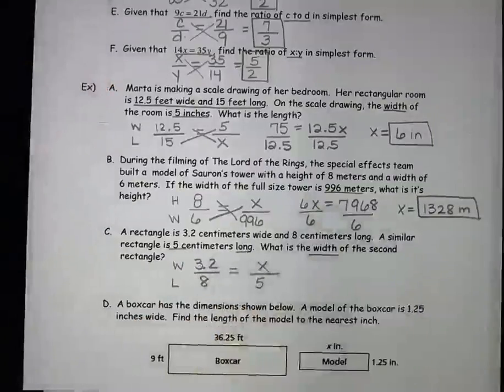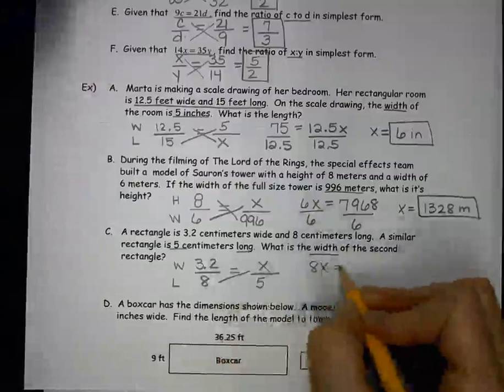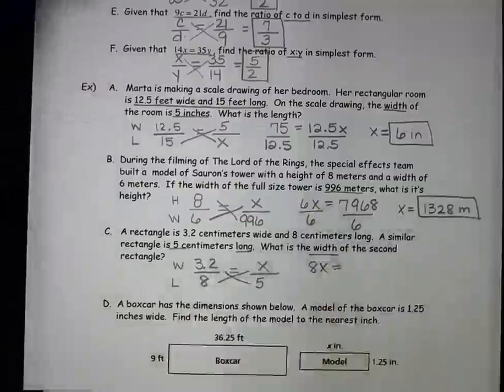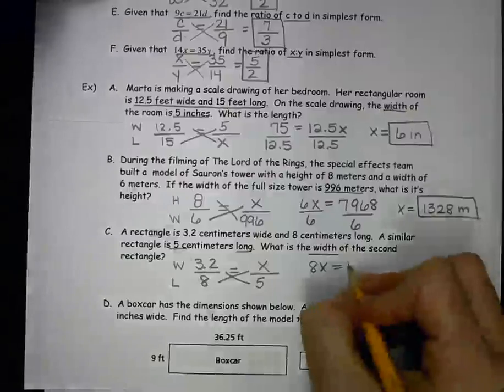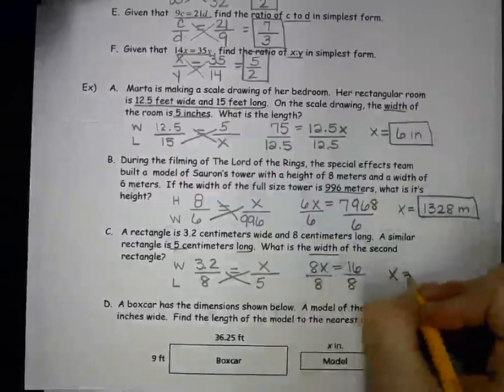From here, we're going to cross multiply. So we have 8x equals 3.2 times 5, which is 16. When you divide by 8, x will be 2 centimeters.